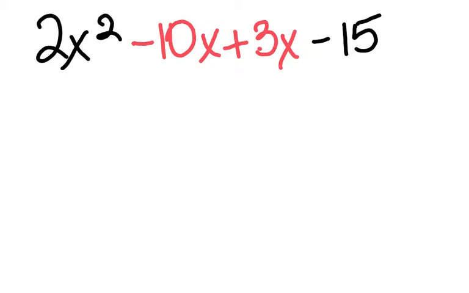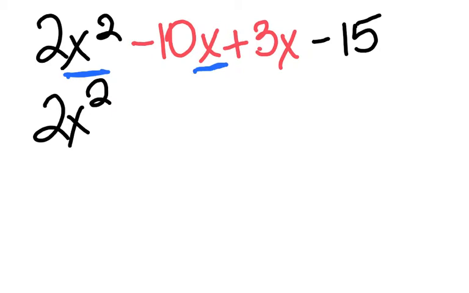Here are the 4 terms that we just had from our FOIL calculations. So if you take a look at the x squareds, you can see that there's only 1. So I'm going to put 2x squared. Looking at the next term, there's an x there, and on the 3x, there's also an x there. So we're going to come back and take a look at that in a second. If you look at our last term, there's only 1 integer, so you're just going to put negative 15.